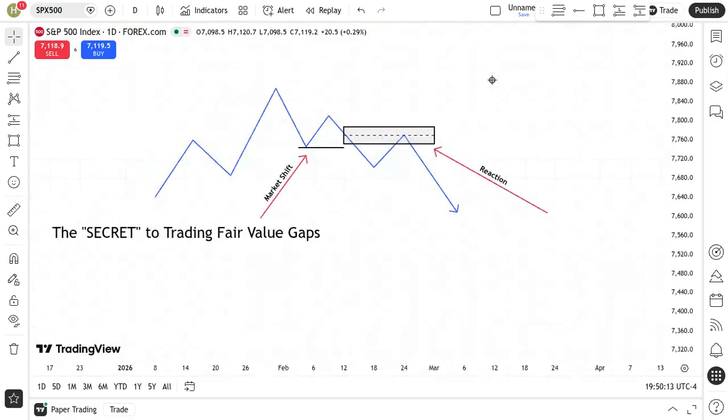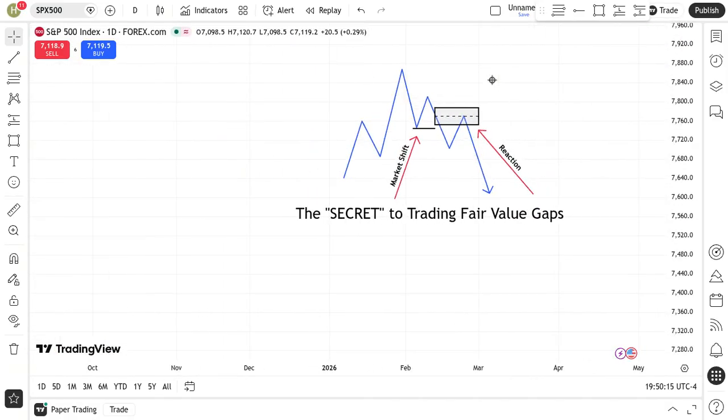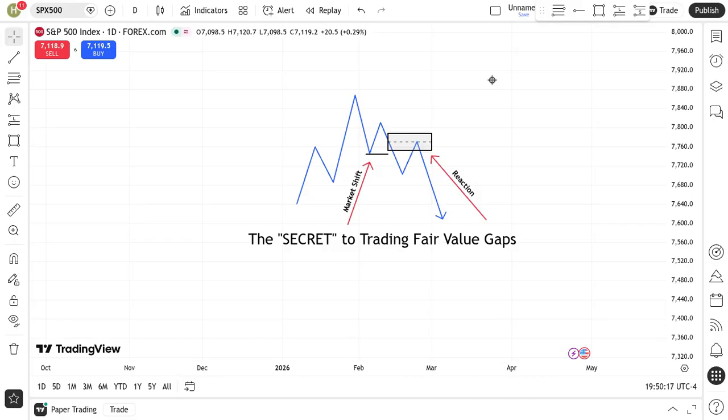Remember, for choosing the correct fair value gaps, if you want to call it the secret to trading fair value gaps, you want a market structure shift and you want a reaction from the fair value gap. Those are two important concepts.